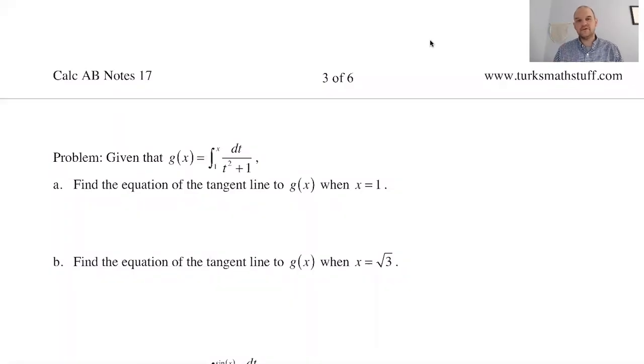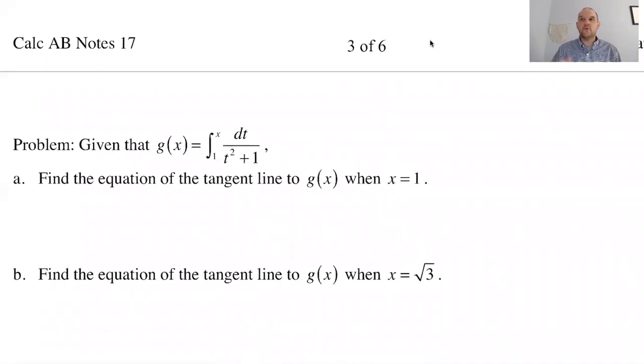Okay, we're back. We are on page 4, I guess, of note 17 of Calc AB. We're talking about accumulation functions and the second fundamental theorem of calculus. I think of those as like two sides of the same coin. I was going to say two coins of the same side, but that doesn't make any sense. So where you see one of them, you'll see the other one, basically.